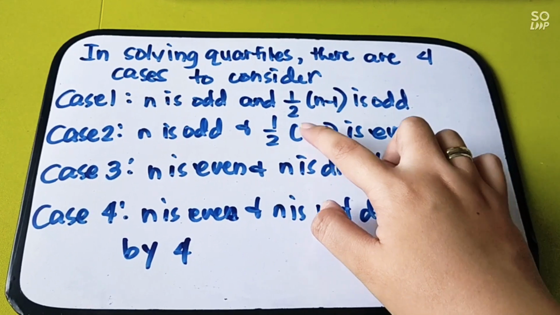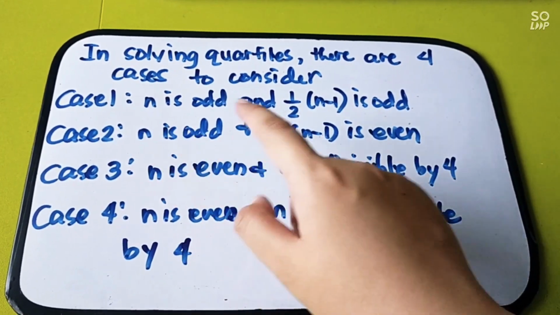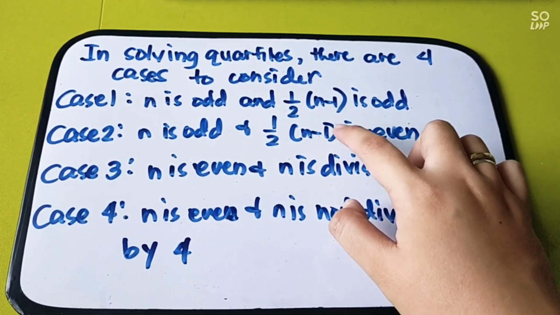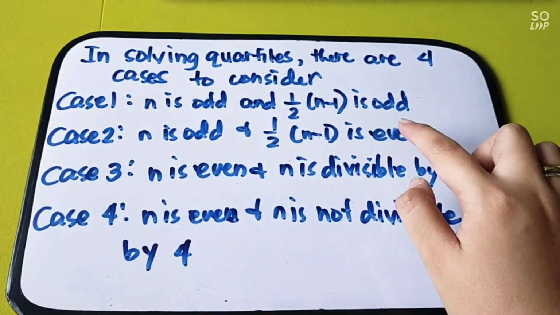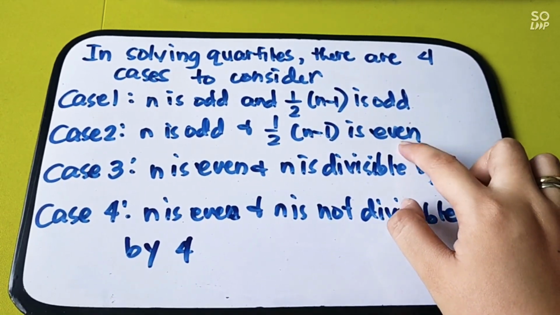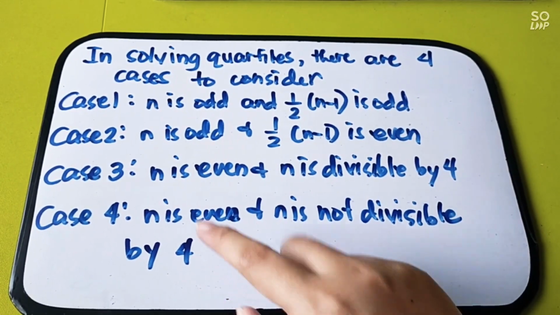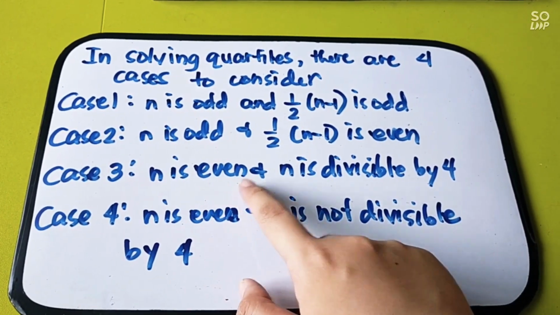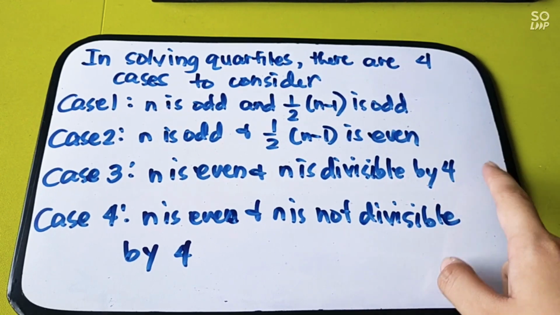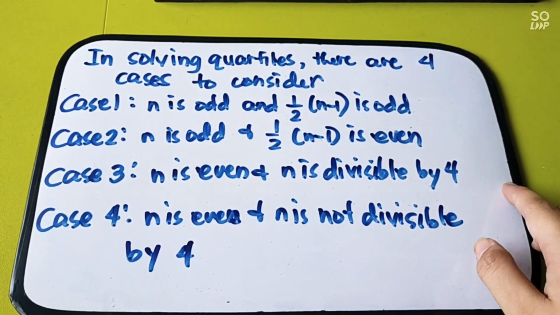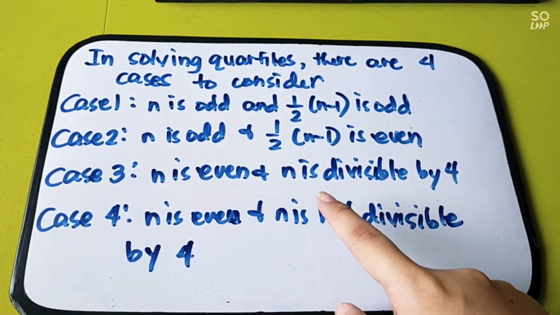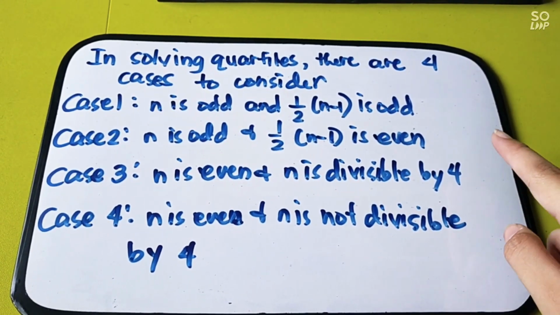For example, this one is 9. 9 is odd. 9 minus 1, we have 8. Then, 8 divided by 2, we have 4. 4 is even. That is case 2. Next, for case 3, n is even and n is divisible by 4. For example, divisible by 4, which is 8. 8 is even, then 8 is divisible by 4.